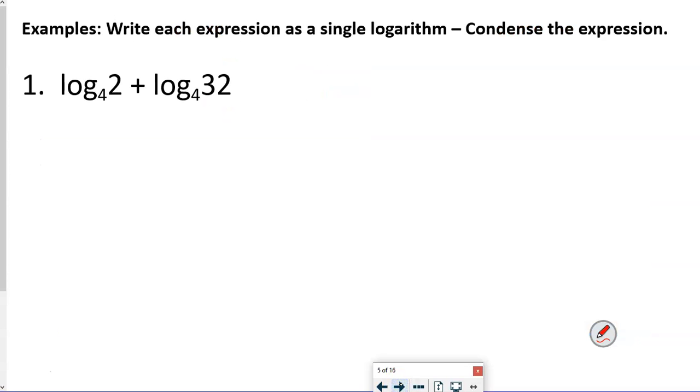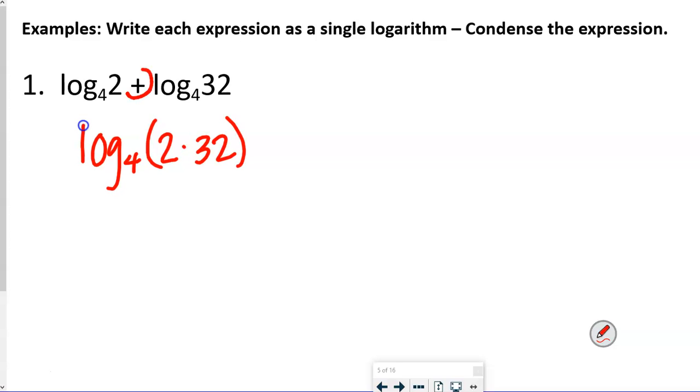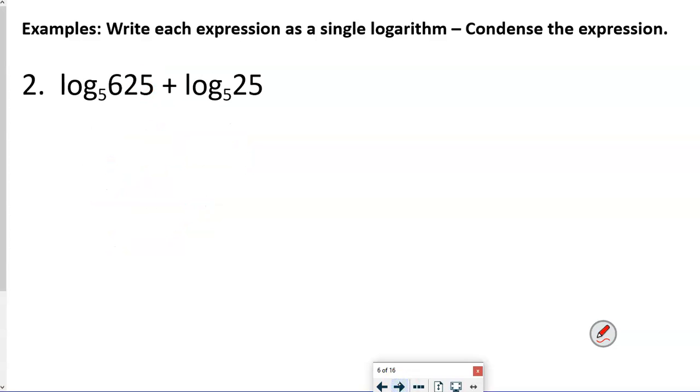Now we're going to do a couple of these, okay? So on this first one, it says write the expression as a single logarithm and condense the expression. The first thing you always need to be looking for is, do we have the same base? Well, in this case we do. It's log base 4, so we're going to say log base 4 of 2 times 32. Just think, when we condense it, it's going to change to multiplication. So this is going to be log base 4 of 64. You don't have to put that parenthesis there, but that's it. And then obviously we could evaluate this based on what we've already learned, but right now all we're doing is condensing and expanding, okay?